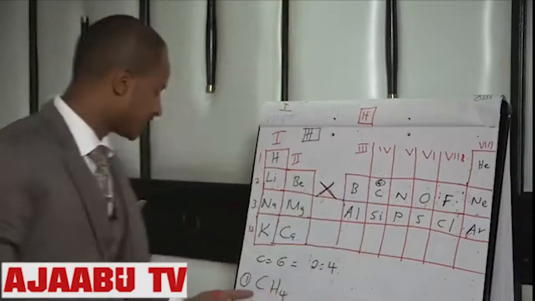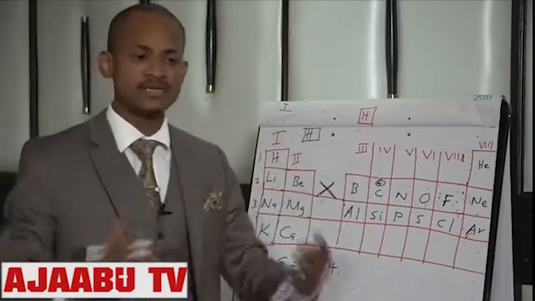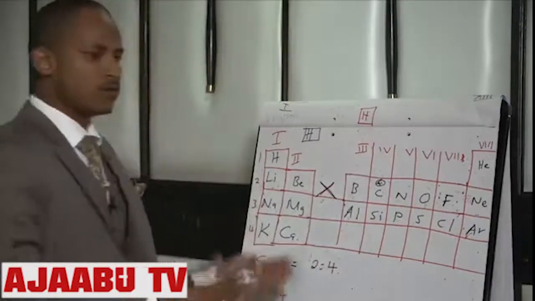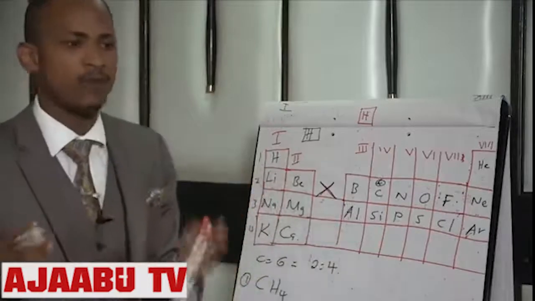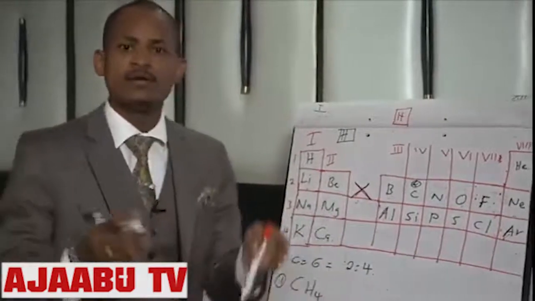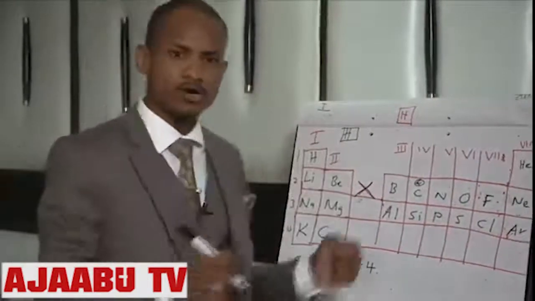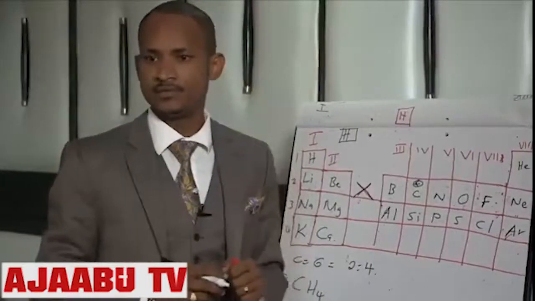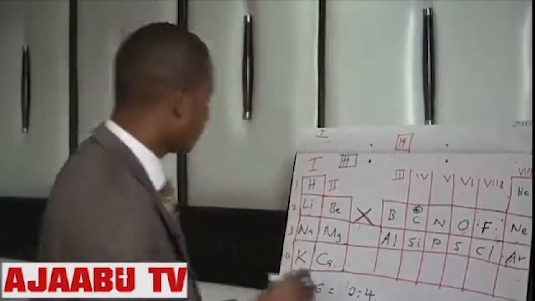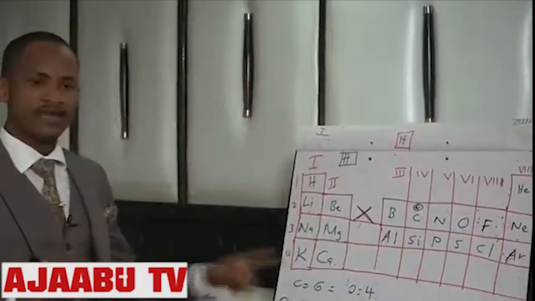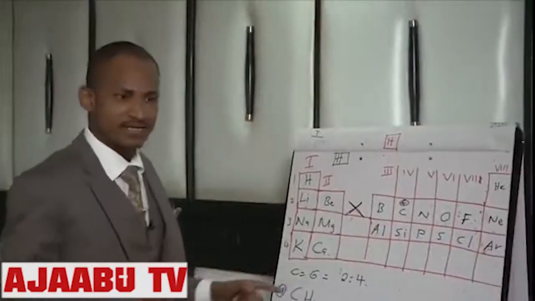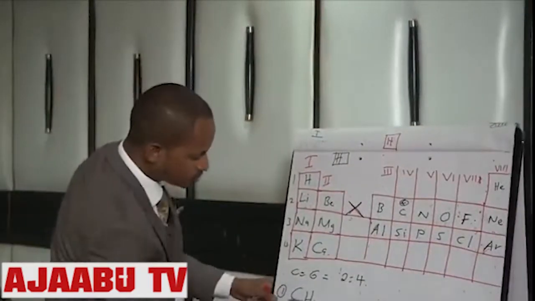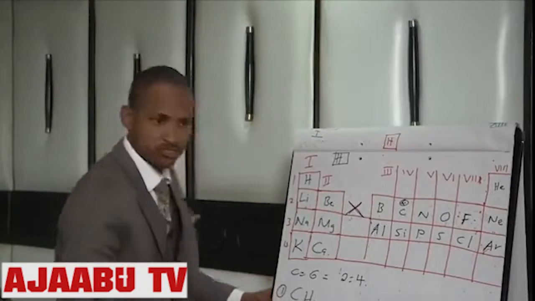when nonmetals bond, that is carbon and hydrogen, they bond covalently, that is covalent bonding. When a metal and a nonmetal bond, it is ionic bonding. But when a metal and a metal bond, it is called metallic bonding. Therefore, for the nonmetals, they will bond covalently. So we want to show how carbon bonds with hydrogen.